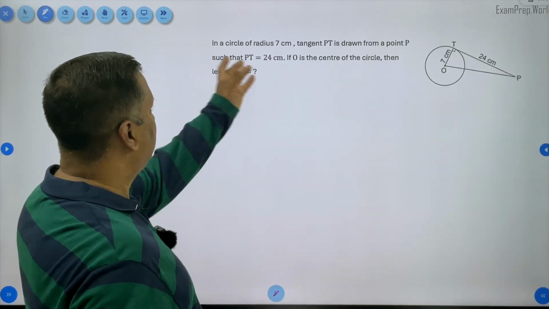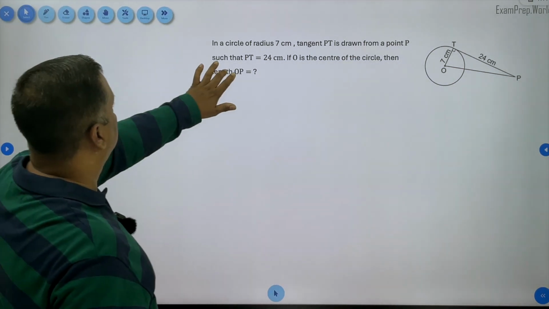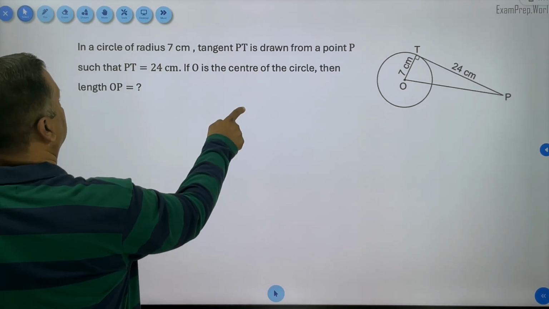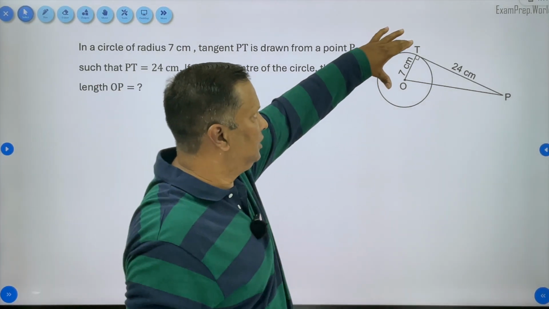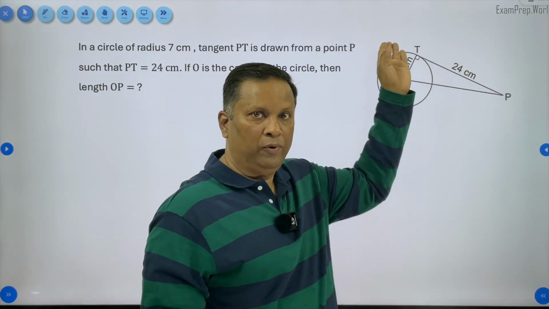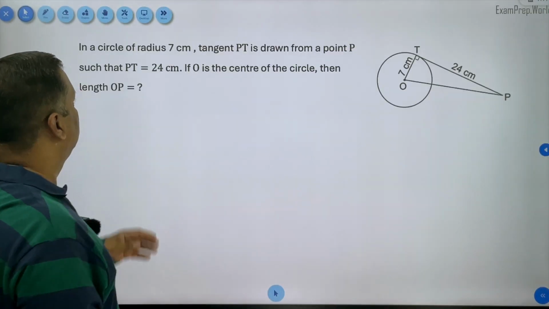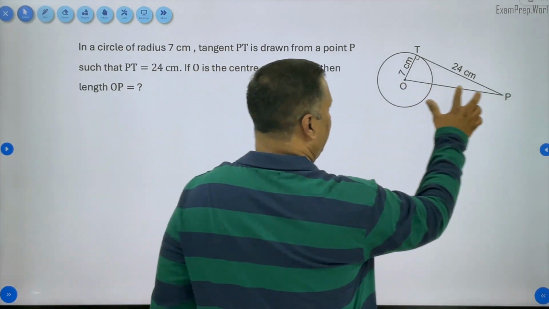Here we have a circle. Let me zoom it for you. So we have a circle where the radius is 7 centimeters and the length of the tangent is 24 centimeters. If O is the center of the circle, then OP. How do we find this OP?